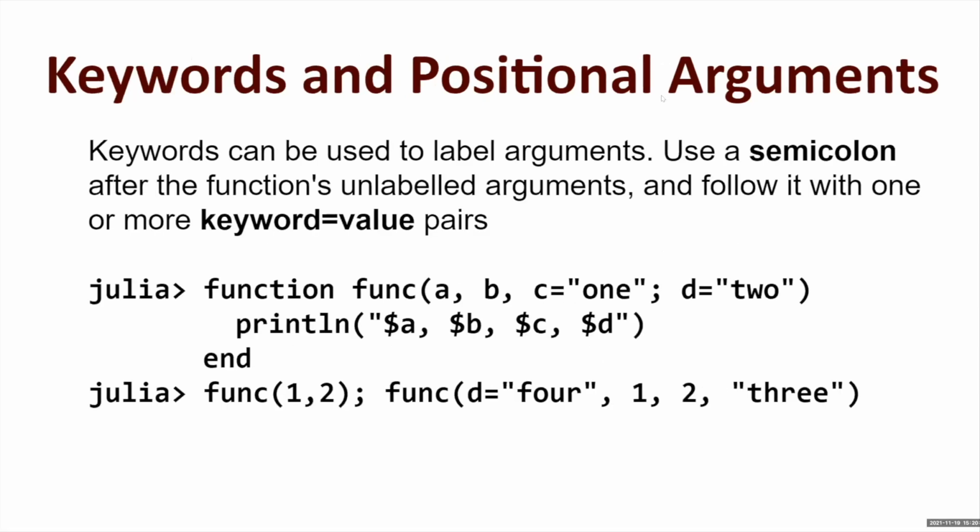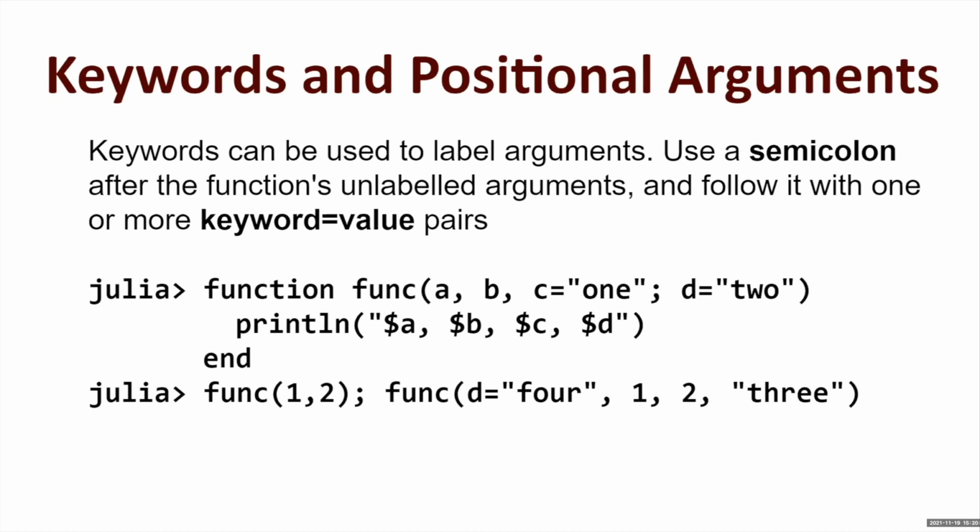Okay, so next one will be keyword and positional arguments. As I mentioned, A and B are positional arguments, and keyword arguments like C equals something and D equals something are the other kind. You use a semicolon to separate them from the unlabeled arguments. The last one, D equals 2, is separate. These are labeled arguments, the two labeled arguments.